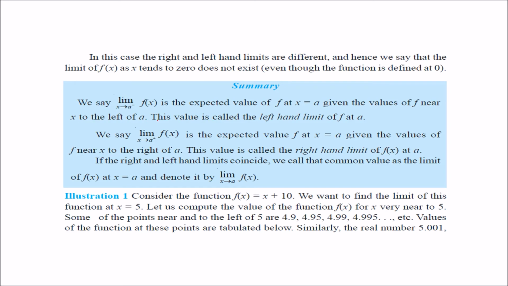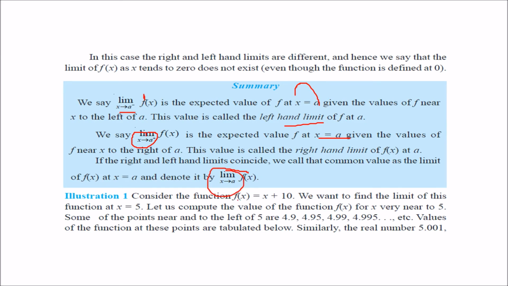So let us summarize it. If you have limit x tends to a minus, on the left hand side, we call it the left hand limit for some x equal to a. And if we write x tends to a plus, we are talking about the limit on the right side. So if the values are similar, we say that okay, the limit exists, otherwise not.